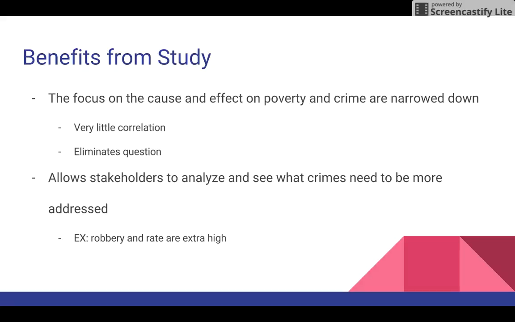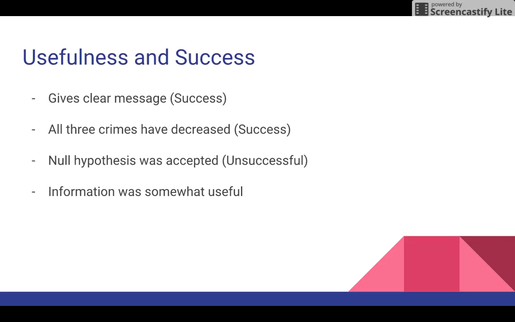This has more to do with the time analysis. As you could see, robbery rates are incredibly higher than murder rates. So whether there are more laws that need to be brought out against robbery or higher punishment, those are different ways the stakeholders could bring down robbery and rape, because both were significantly higher than murder. What could they do to bring those down? That could be another benefit from the study.